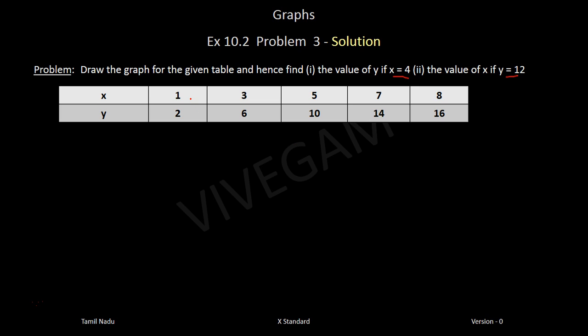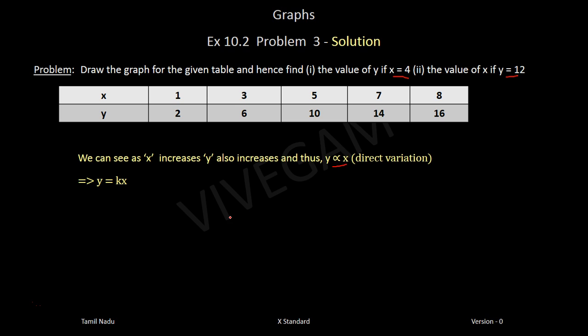So how will we do that? As you can see, as x increases from 1 to 3, 3 to 5 and so on, y is increasing from 2 to 6, 6 to 10, right? So y is directly proportional to x. When y is directly proportional to x, what is the equation? y is equal to kx. Whenever it's directly proportional, it will become y equal to kx.